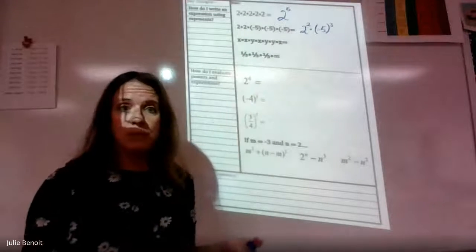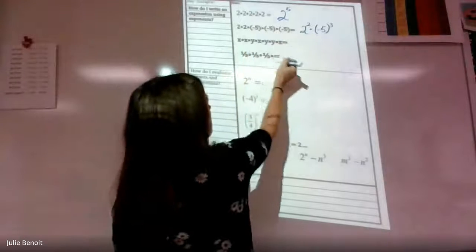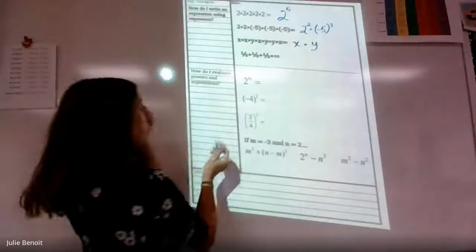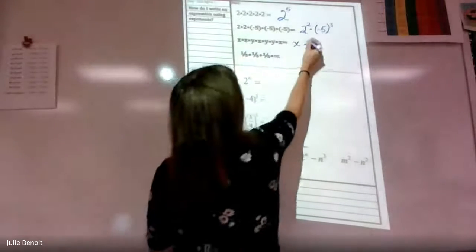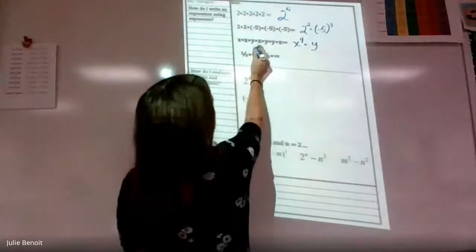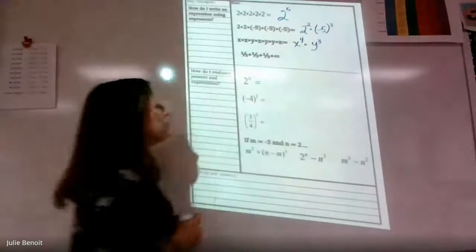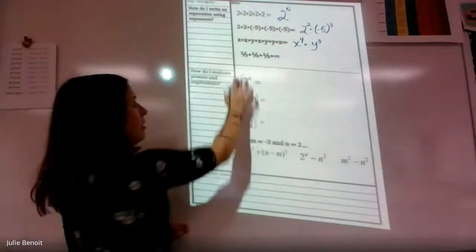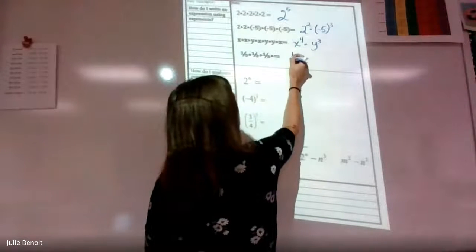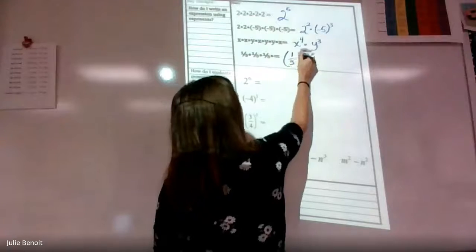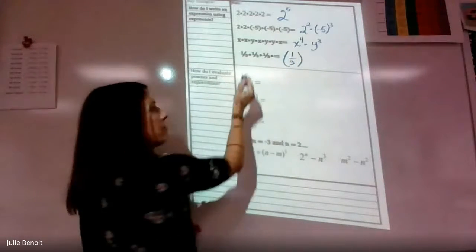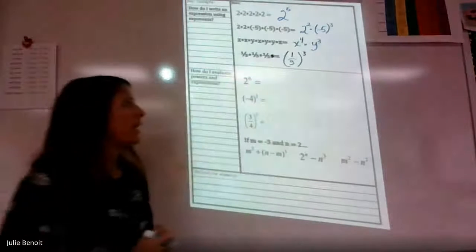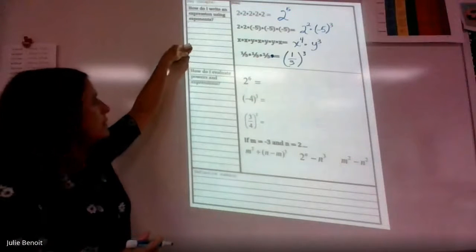We can have variables as well. So in this one, we have x times y. Count your x's, 1, 2, 3, 4. Count your y's, 1, 2, 3. And we can do this with rational numbers as well. 1/3 is our base. How many of those do we have? 1, 2, 3. This shouldn't have been here. Okay, so that's writing using exponents.